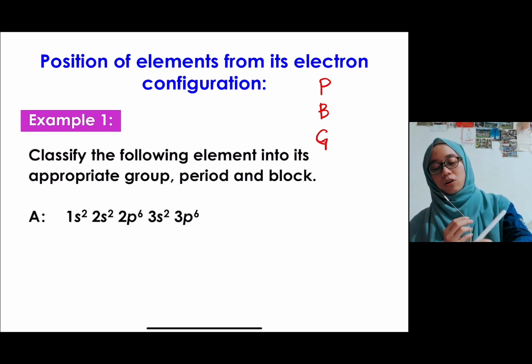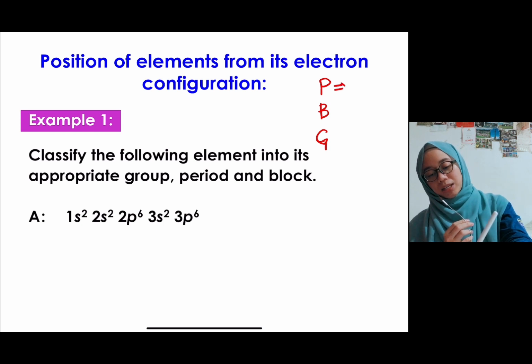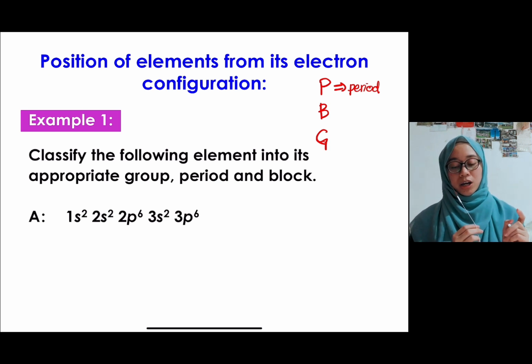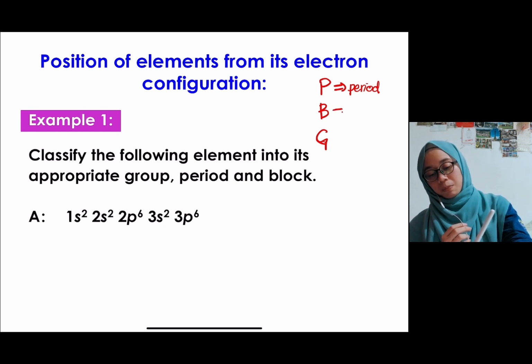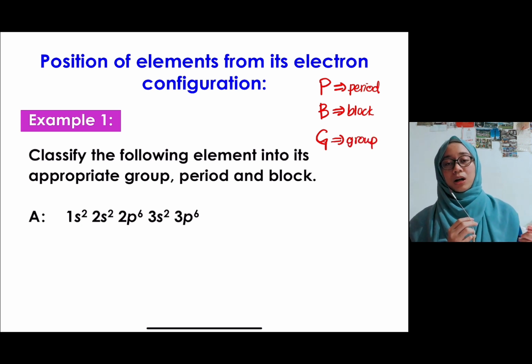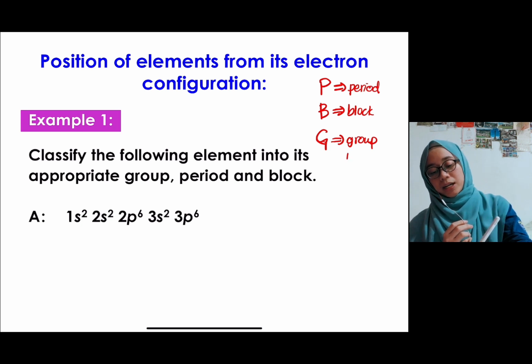Okay, so for PUBG, the P stands for period. Okay, so basically the first thing you need to find first, the easiest, is to find its period first. Okay, and then we will look at the block, and after the block then we find its group. Okay, and then for the group, how exactly we determine the group is by looking at its number of valence electrons.